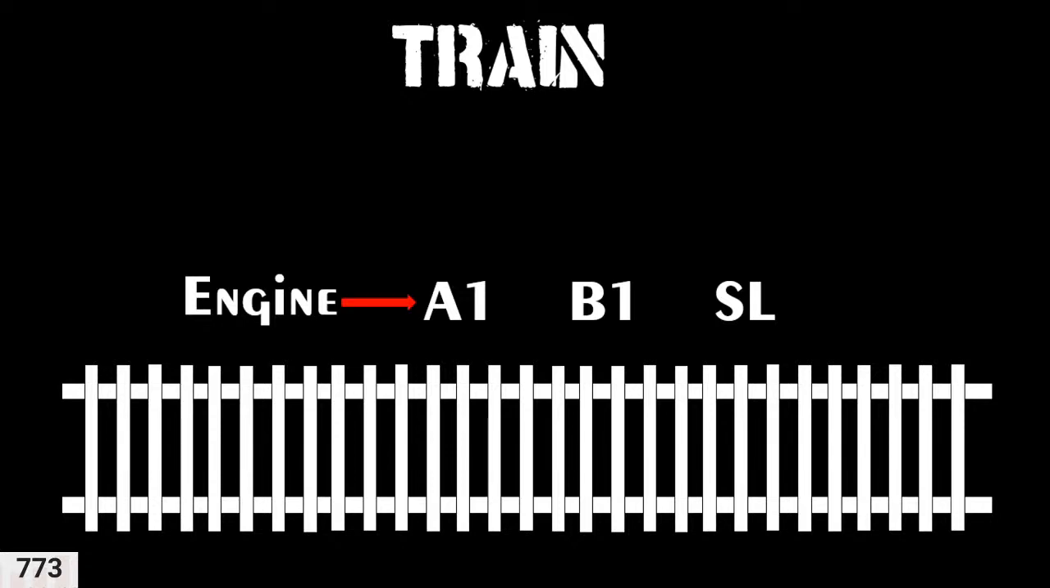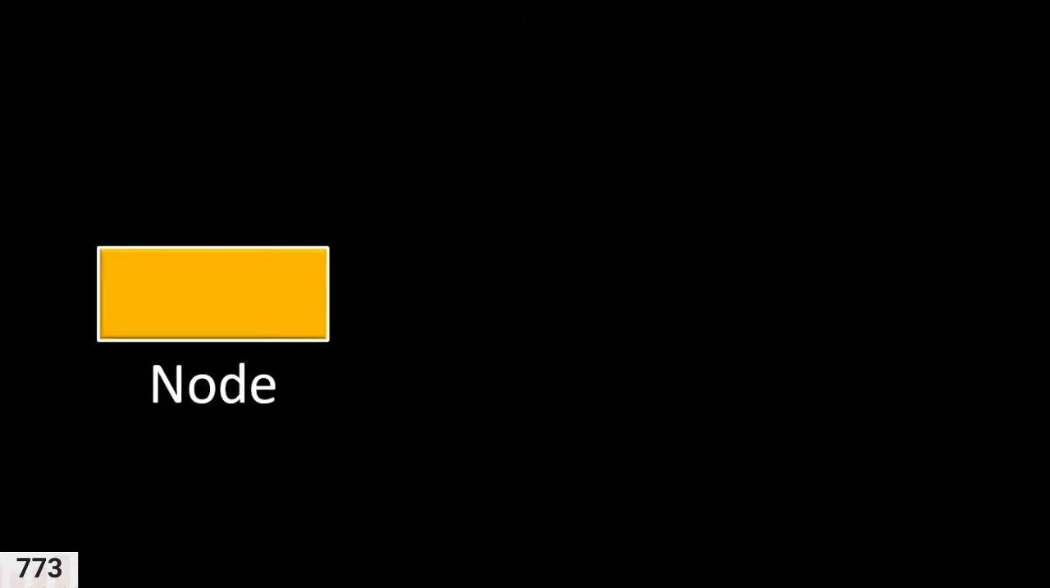So I'm going to link the engine with A1, A1 with B1, and B1 with sleeper, and these are called nodes in a linked list. So in a linked list, a coach or an engine is called a node. What does a node consist of? A node basically consists of two things: data and a pointer. This is for a singly linked list, and other variants I'll explain later. So this is the head node, the engine of the train.